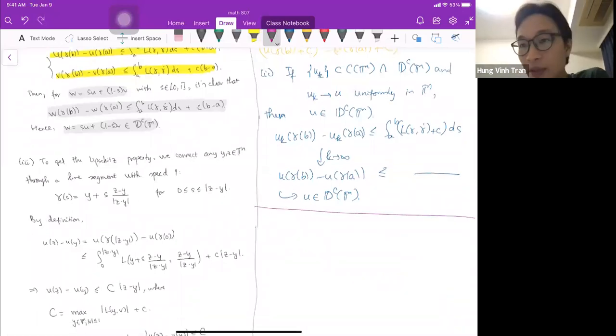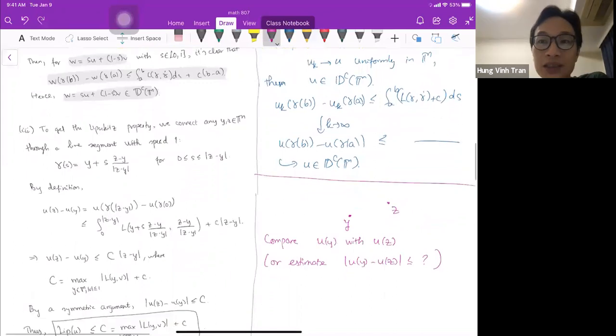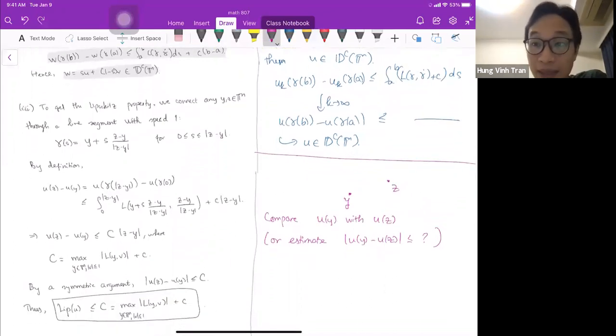But as you have seen, we have actually also done this last time, in order to explore the differentiability of u, or in order to explore the boundedness of the difference u(y) minus u(z), right? So you take two points, y and z. You want to compare the values of u(y) with u(z), or you want to estimate u(y) minus u(z), right? That's a natural question to ask because you are allowed to design any possible curve that you can.